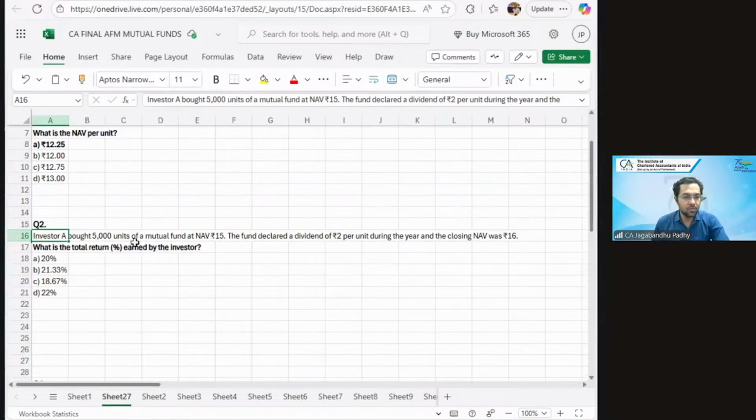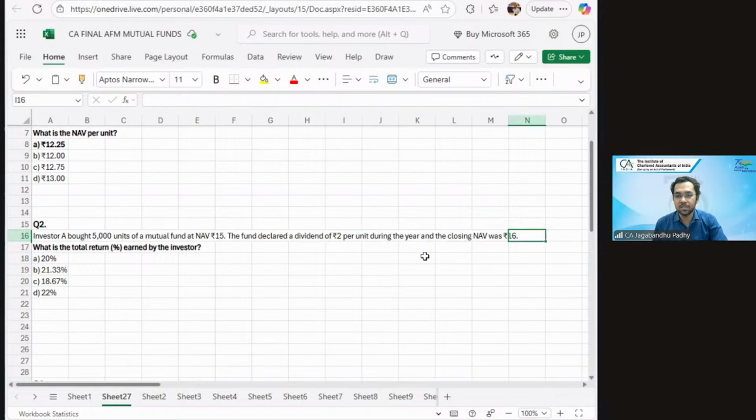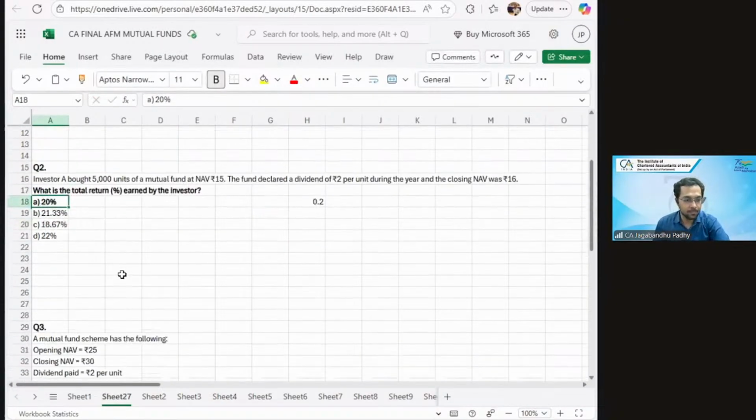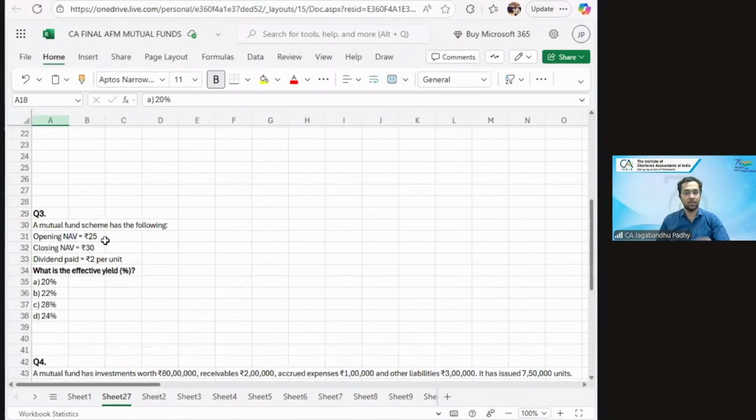Investor bought 5,000 units at an NAV of 15. The fund declared 2 per unit and closing NAV is 16. So of course the rate of return will be simply 16 minus 15 plus 2, by 15. It is 20%. Yes. Okay. Question number 3, guys.